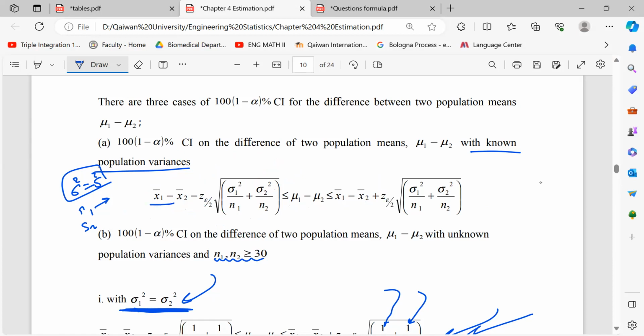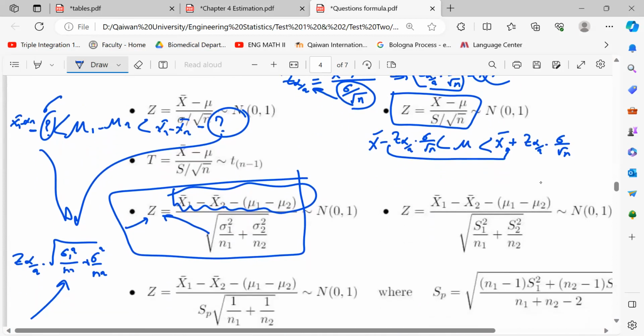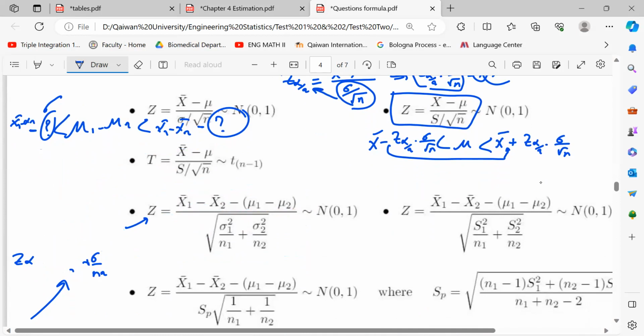It's x1 bar minus x2 bar minus this amount. We found that. And on the right, x1 bar minus x2 bar plus this amount. As you see, we obtain this. Once we multiply this by that one, we say it is z of alpha over 2.